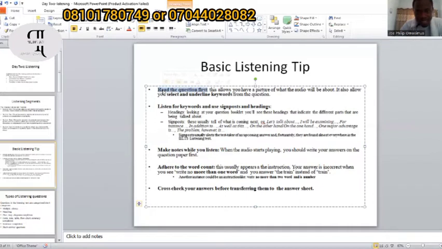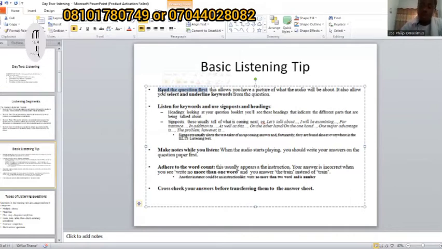So what are the basic listening tips that you need to know? Number one, the first thing is read the question first. This allows you to have a picture of what the audio will be about. And it also allows you to select and underline keywords. Now, reading the question first, before the audio starts, look at the question. The audio will definitely pause and tell you to look at questions 1 to a definite number; look at those questions and underline keywords at that given opportunity.